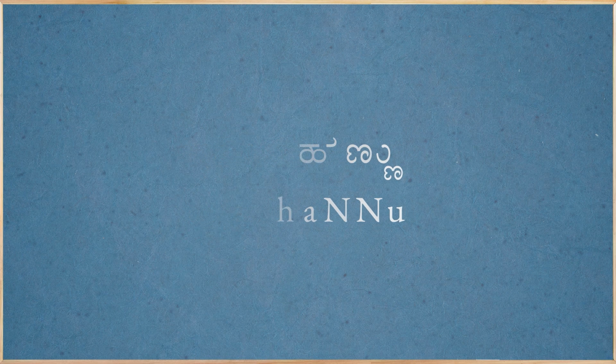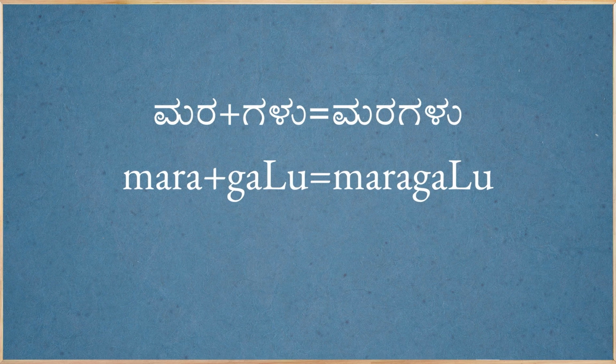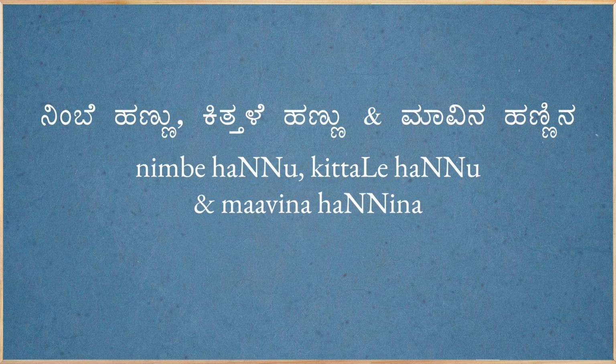The case marker na for possessive or genitive is applied only to the last noun in the series. ಮಾವಿನ ಹಣ್ಣು will become ಮಾವಿನ ಹಣ್ಣಿನ. The preceding nouns, ನಿಂಬೆ ಹಣ್ಣು and ಕಿತ್ತಳೆ ಹಣ್ಣು, do not take the genitive case marker. Plural marker usage. The plural suffix galu is attached to the word mara, trees, which collectively applies to all nouns in the series. The nouns nimbe hannu, kittale hannu and mavina hannina are implied to refer to trees.